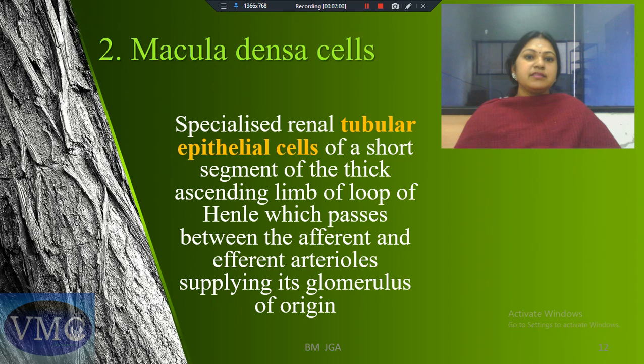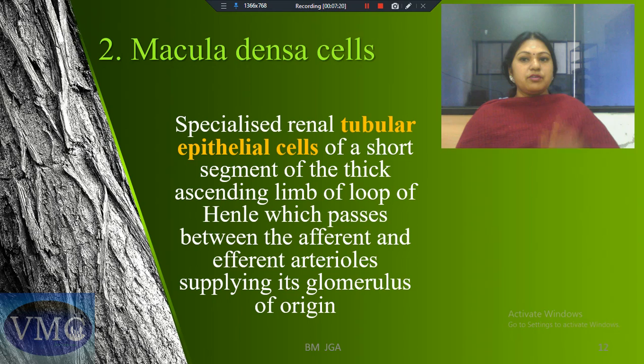So the second structure which constitutes your juxtaglomerular apparatus is the macula densa cells. They are specialized renal tubular epithelial cells of the short segment of the thick ascending limb of loop of Henle, which passes between the afferent and the efferent arterioles, supplying the glomerulus of its origin.